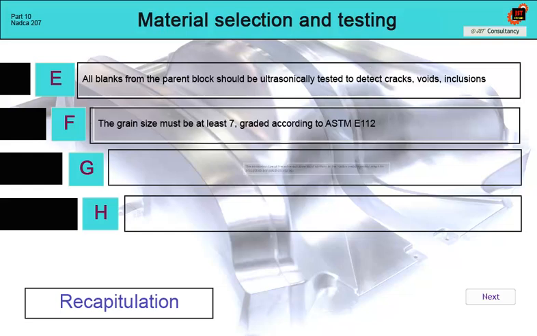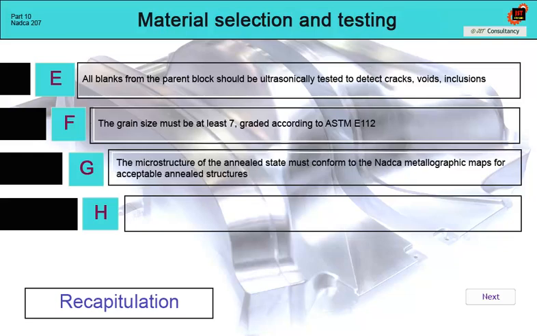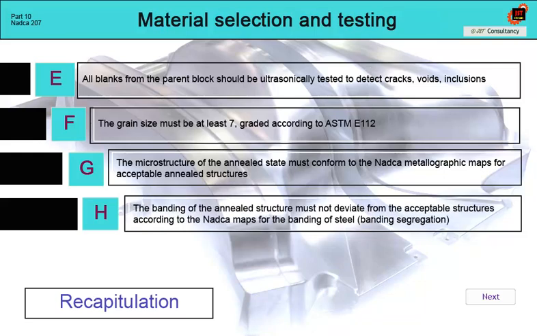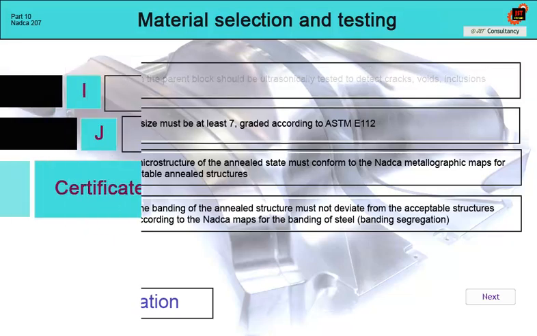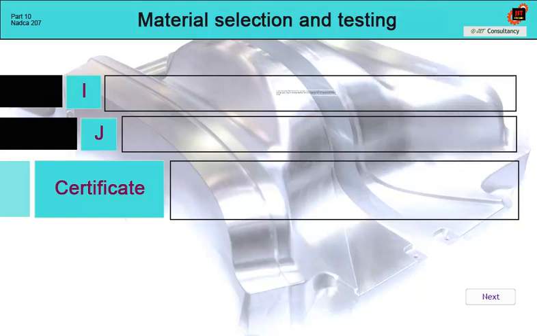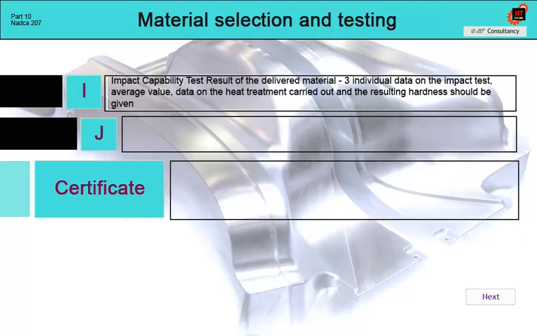The microstructure of the annealed condition must conform to the NADCA charts for acceptable annealed structures. The microsegregation of the annealed structure must not deviate from the acceptable structures according to the NADCA maps for the banding segregation of steel. In the case of performing impact tests, the following values should be given.